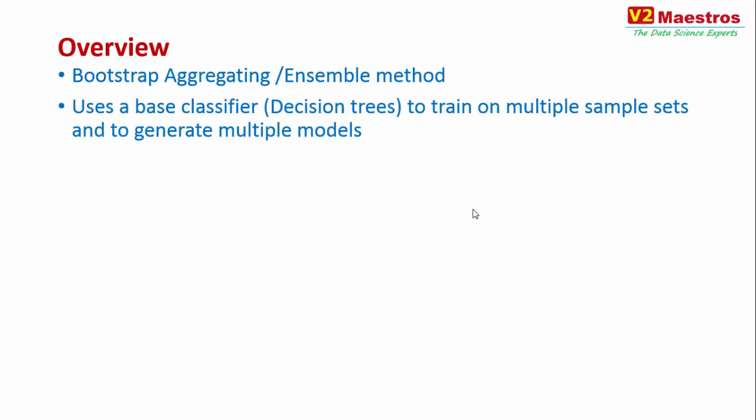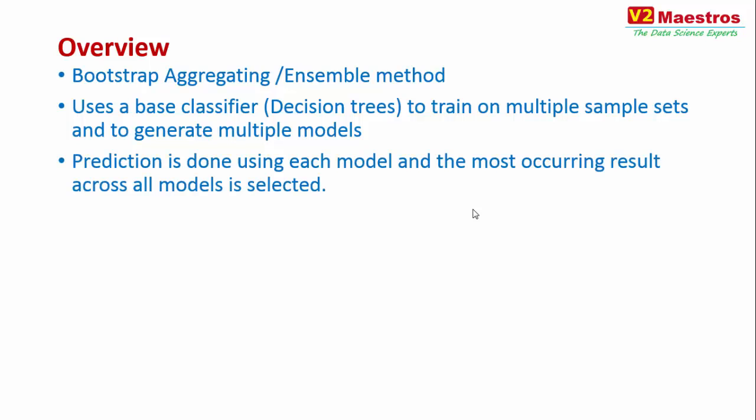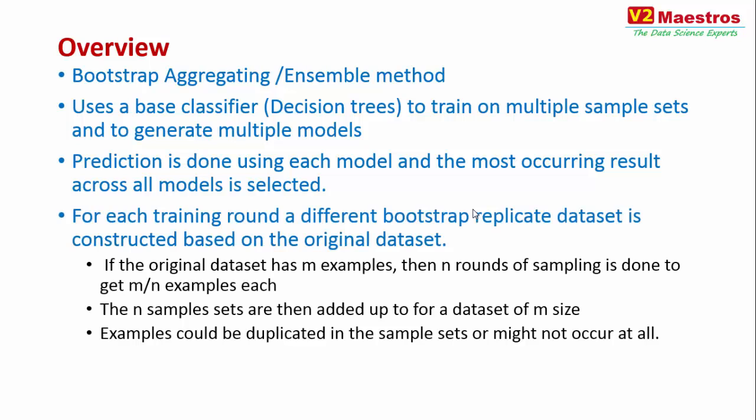And it always uses a base classifier like a decision tree or naive Bayes or regression. It always uses a base algorithm, and using that algorithm, it is going to do multiple rounds of training and build multiple models. And prediction is done using each model. So whenever a prediction needs to be done, it is done using each of the models. So if there are n models, you are going to produce n results, and then you take a vote among these n results to see which one is the best result.